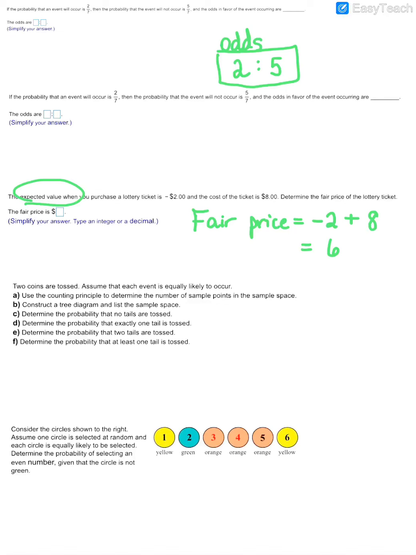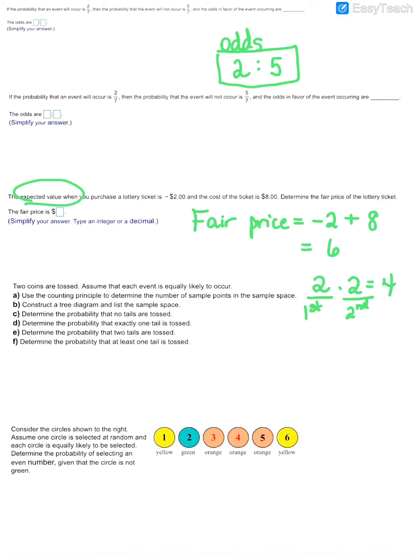All right, in the next one, we have 2 coins are tossed. Assume that each event is equally likely to occur. Part A says use the counting principle to determine the sample points in the sample space. So the counting principle says that you look at the number of outcomes for each stage of an experiment. Even though I could toss 2 coins at the same time, I'm going to look at it as if I toss the first coin, how many outcomes are there, and then toss the second coin. So there are 2 outcomes on the first coin, times 2 outcomes on the second, for a total of 4 outcomes in my sample space.